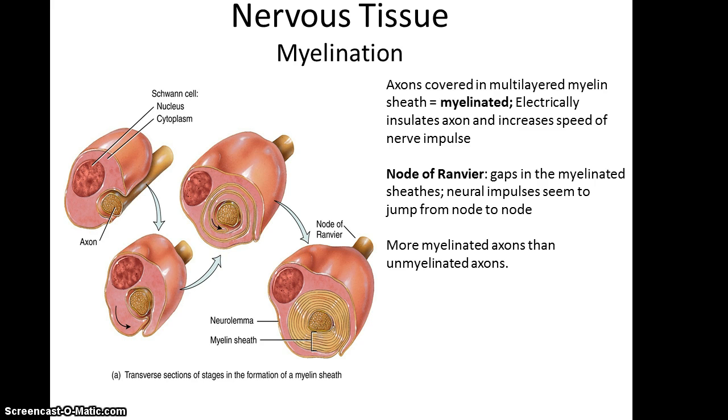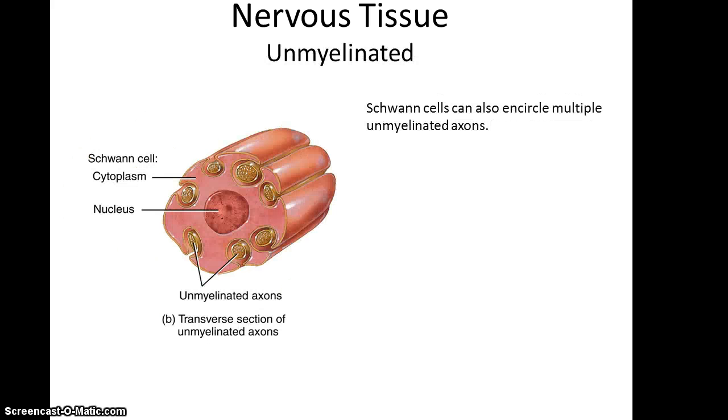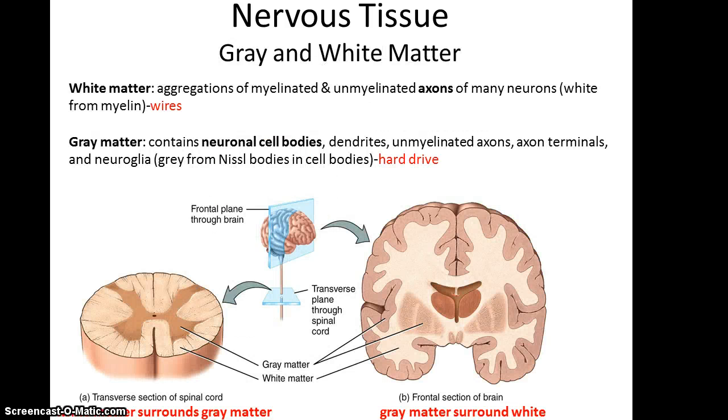And there are more myelinated axons in the body than there are unmyelinated axons. When they are unmyelinated, though, they're still associated with Schwann cells in the peripheral nervous system. It's just in that case, instead of getting multiple layers, it's basically just holding a bunch of axons near each other. Gray matter and white matter.